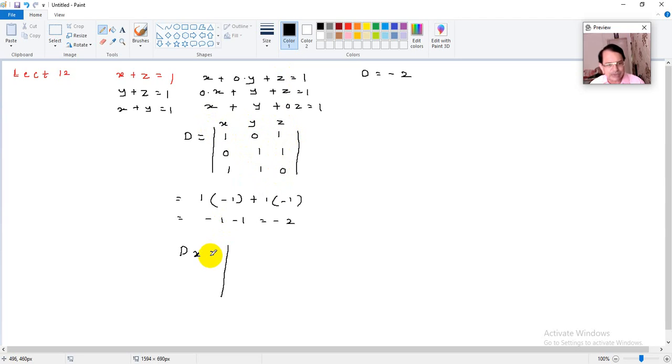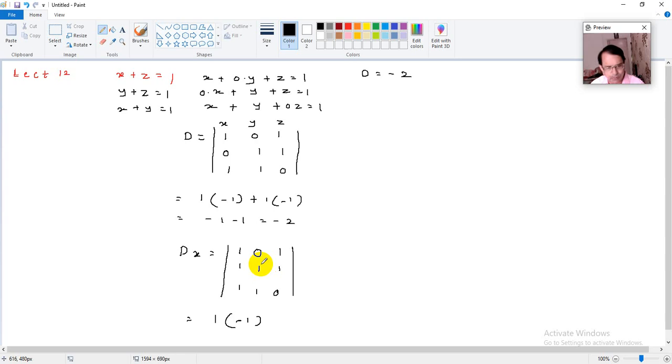And then for dx, this column of x we will replace by the is-equal-to terms. What are the is-equal-to terms? 1, 1 and 1. So this is 1, 1, 1. Then the y and z columns will remain as they were. So it will be 0, 1, 1 and 1, 1, 0. Okay. Now if you solve this determinant, what do you get? 1 into, see, this determinant 1, 1, 1, 0. So it is 0 minus 1. So minus 1.